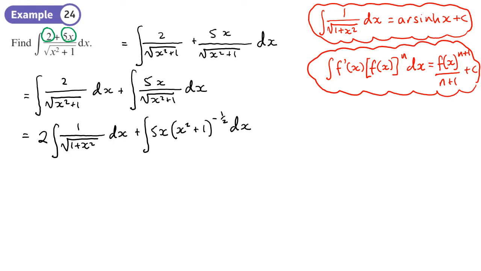Now that looks a bit like this, where n is negative a half and f of x is x squared plus 1. But if I were to differentiate x squared plus 1 to get the pattern here, this should be 2x, but it says 5x. Not a problem, we can fix that.